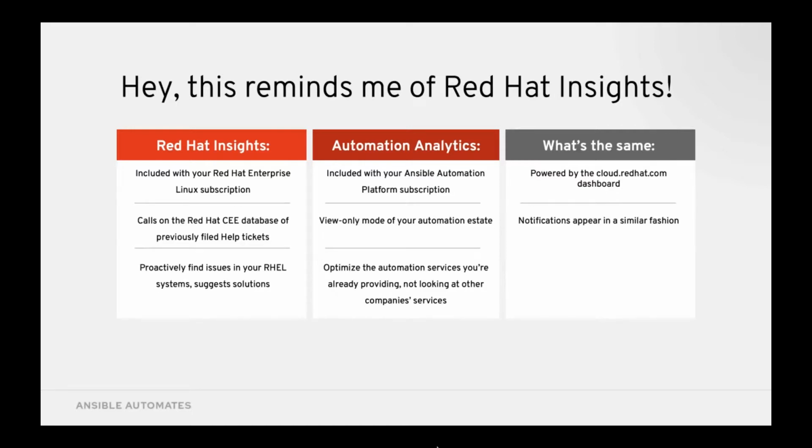So we aren't comparing you to other Ansible users or other help tickets that Ansible Tower users may have filed. It's a view-only mode of your automation estate. And really, Automation Analytics is there to optimize the automation services that you are already providing, not to compare you against problems that other companies' automation services may be having. However, they're both powered by cloud.redhat.com, and the way that notifications will look is similar. So the interactive experience between Red Hat Insights and Automation Analytics may be a bit similar.